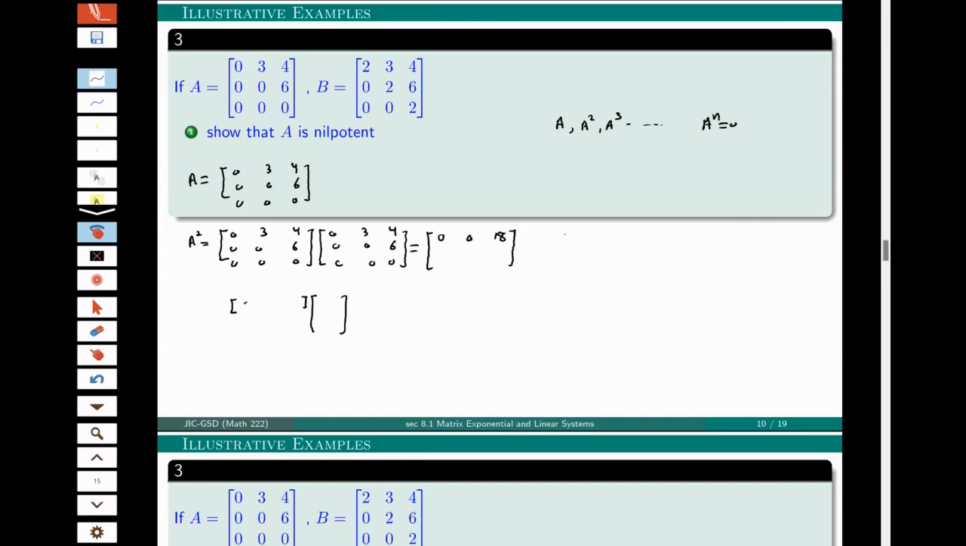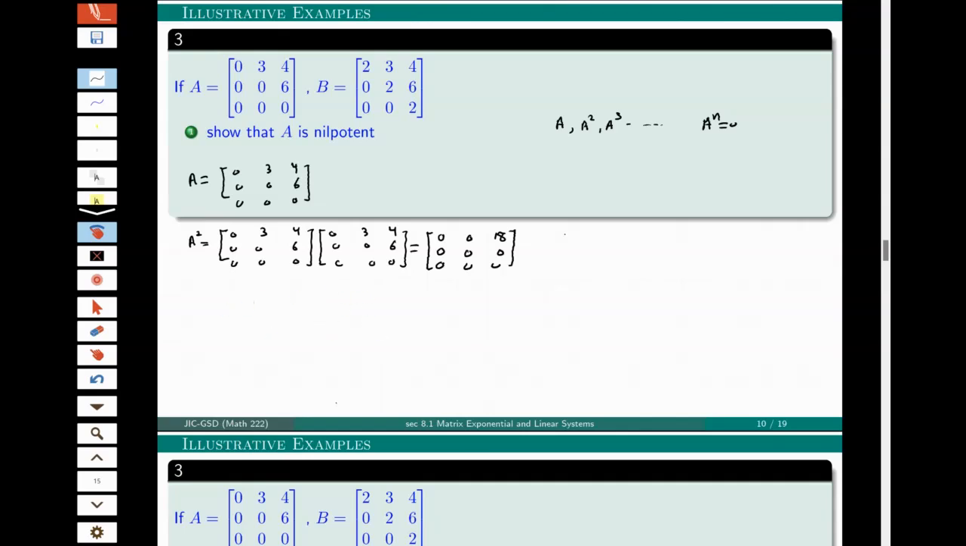Second row, we have double 0, 6. If I multiply it with the first column, that will be 0. If I multiply it with the second, which is 3, 0, 0, again I'll get 0. If I multiply with the third, which is 4, 6, 0, I will get again 0. And of course, the third row, all of them will be 0 because the entire row is 0. Now this is a squared.